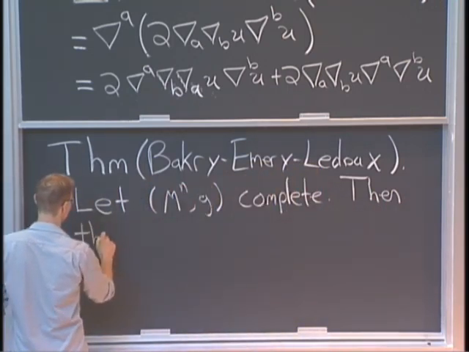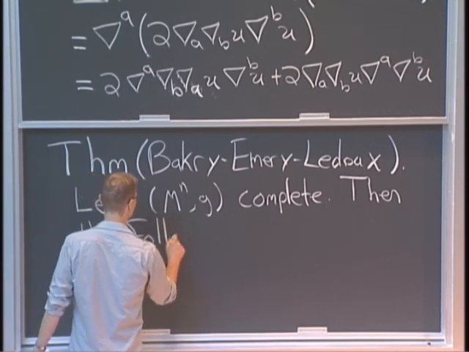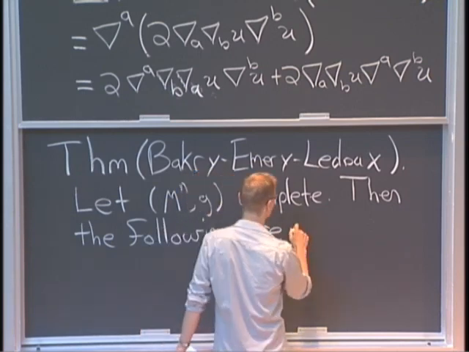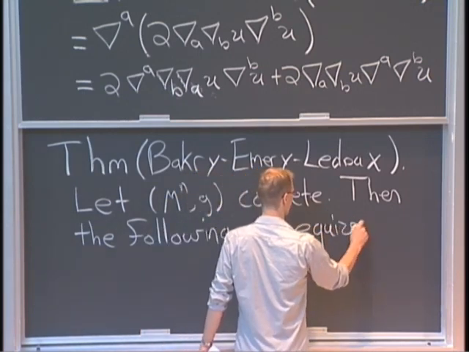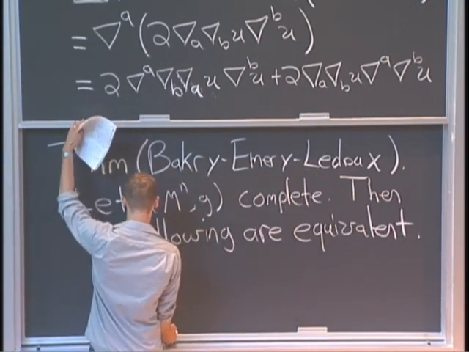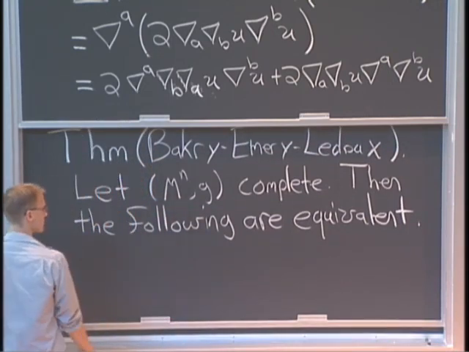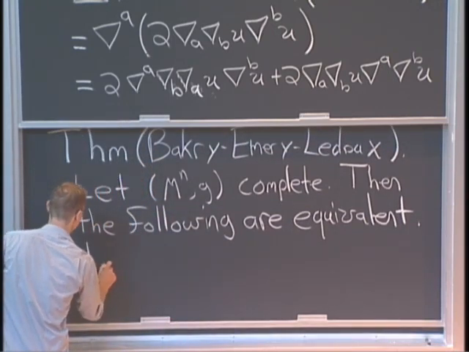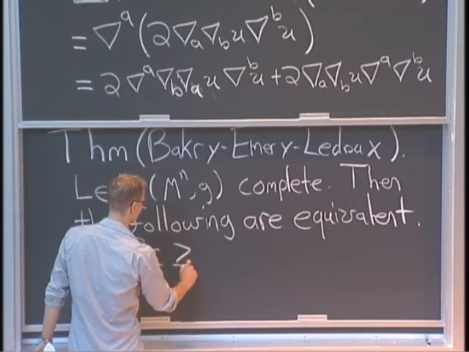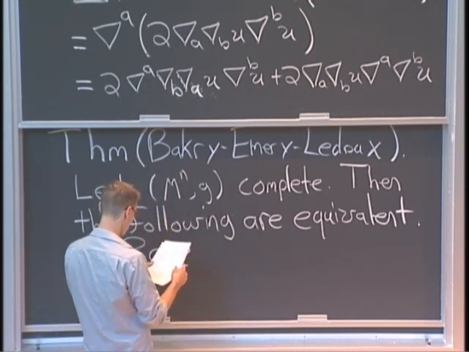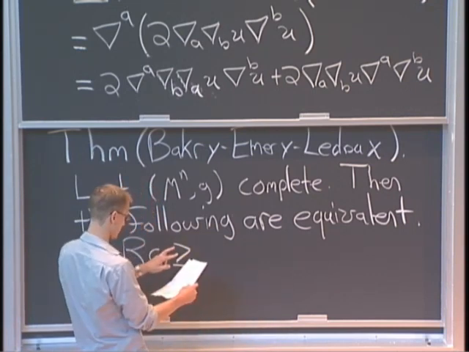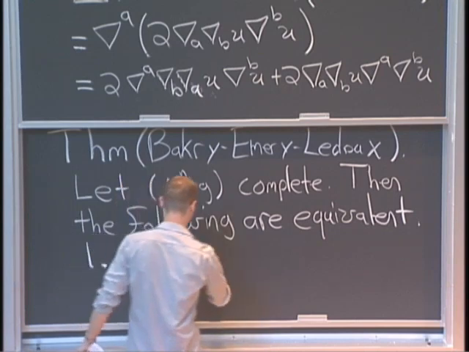Then the following are equivalent. So our first condition, well, that's just that the Ricci curvature of our space is bounded from below by, I do actually want a minus here, right? Check my signs real quick. Yes, minus k.